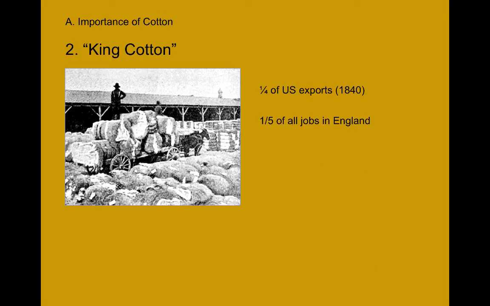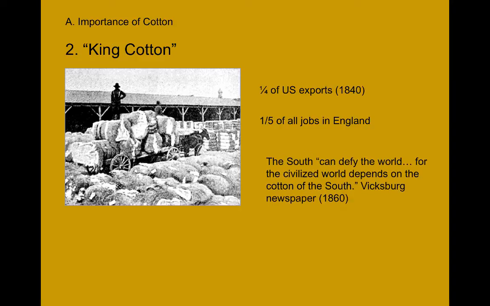Here's another interesting fact. About 1 out of 5 jobs in England at this time are based, in some way, on the southern production of cotton. All of those textile mills in England need southern cotton to turn into clothing. And so England's economy is also dependent on southern cotton. That makes Southerners in this Vicksburg newspaper boast that the South can defy the world, for the civilized world depends on the cotton of the South.